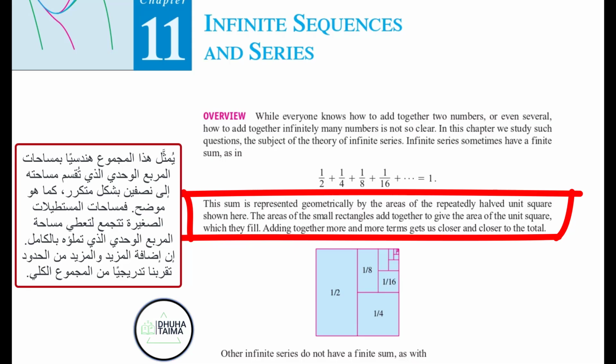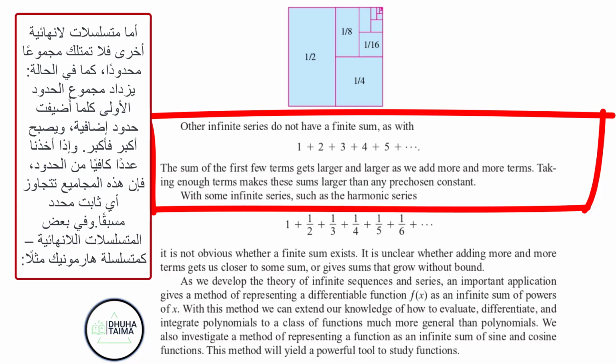Other infinite series do not have a finite sum, as with the sum of the first few terms gets larger and larger as we add more and more terms. Taking enough terms makes these sums larger than any pre-chosen constant.